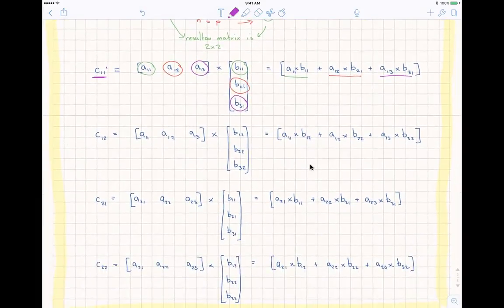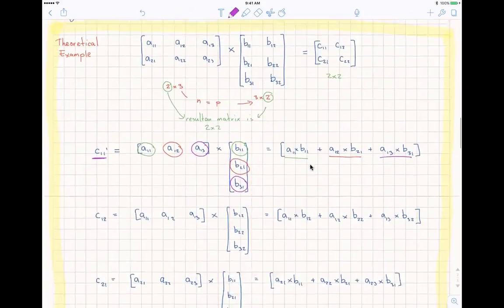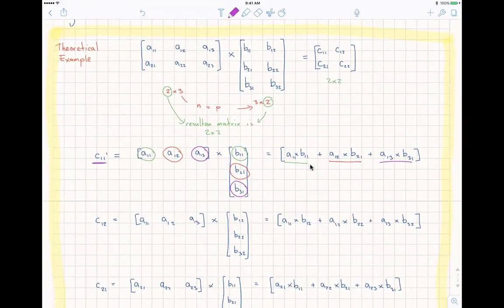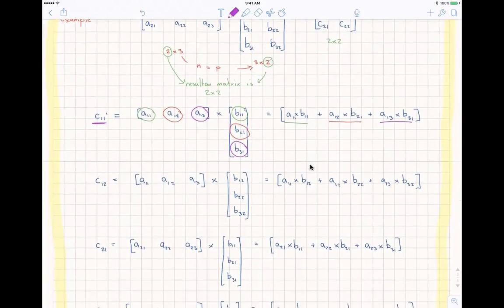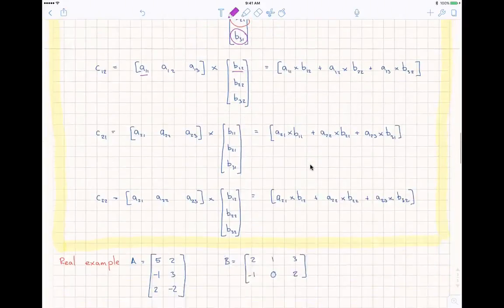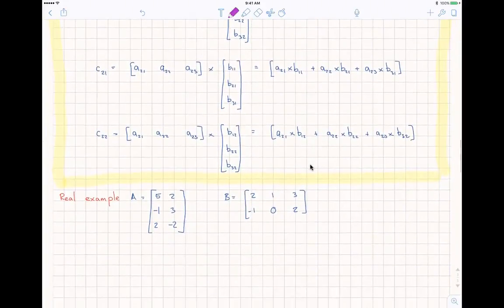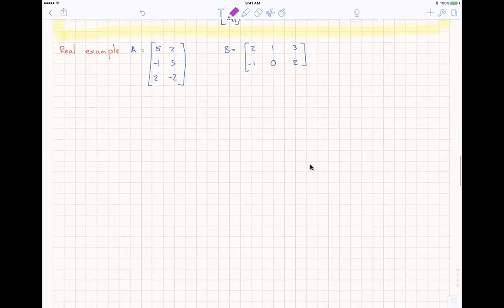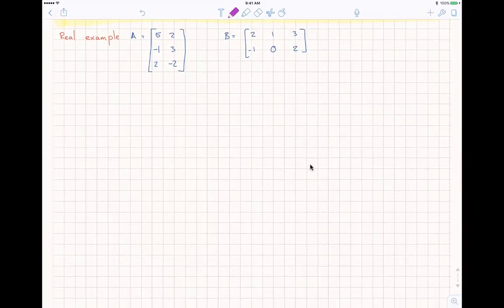Then to get C12, we take the first row and multiply it by the second column. And again, we go through that process of multiplying corresponding elements and adding them together. So we do similarly for the second row and the first column, and the second row and the second column, and we get all 4 results. So I'll do a real example and then it'll really start to make sense.